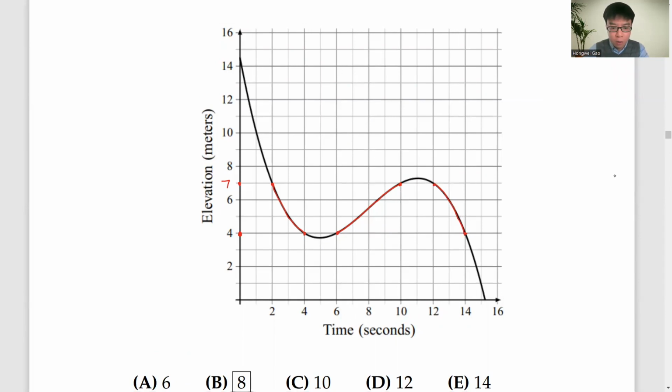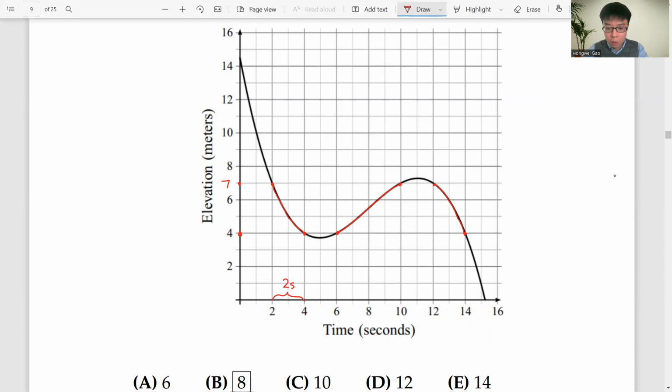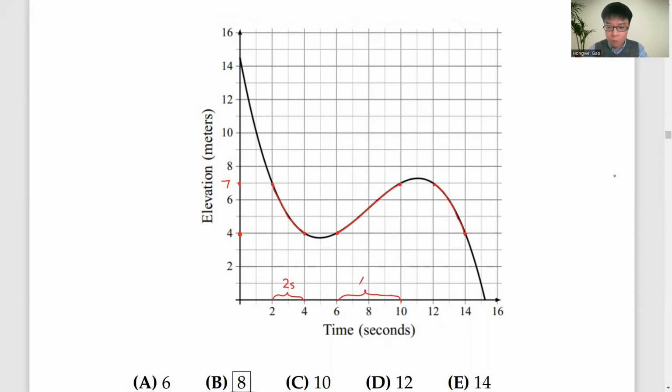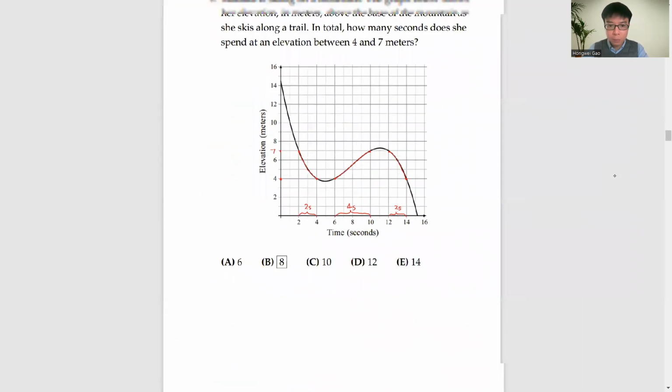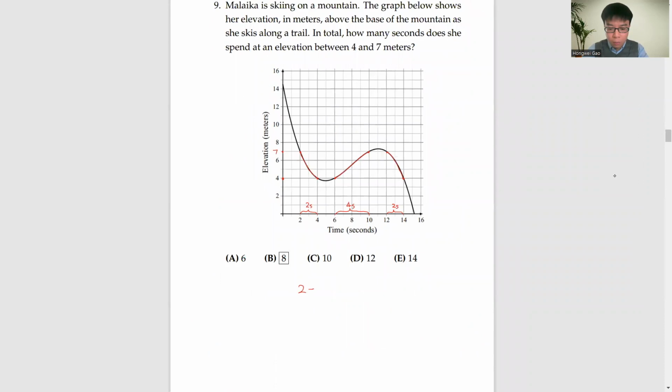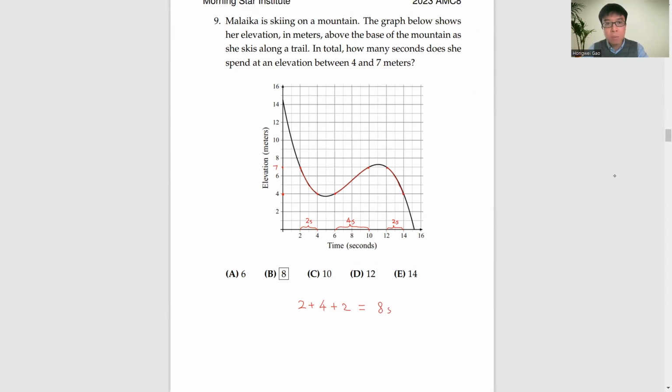For the first piece, they are totally 2 seconds. Okay, 4 minus 2, 2 seconds. In the middle piece, it's from 6 to 10. They are 4 seconds. In the last piece, it's from 12 to 14. That's 2 seconds. We just add them together. So 2 plus 4 plus 2 equals 8 seconds. So the answer is B, 8.